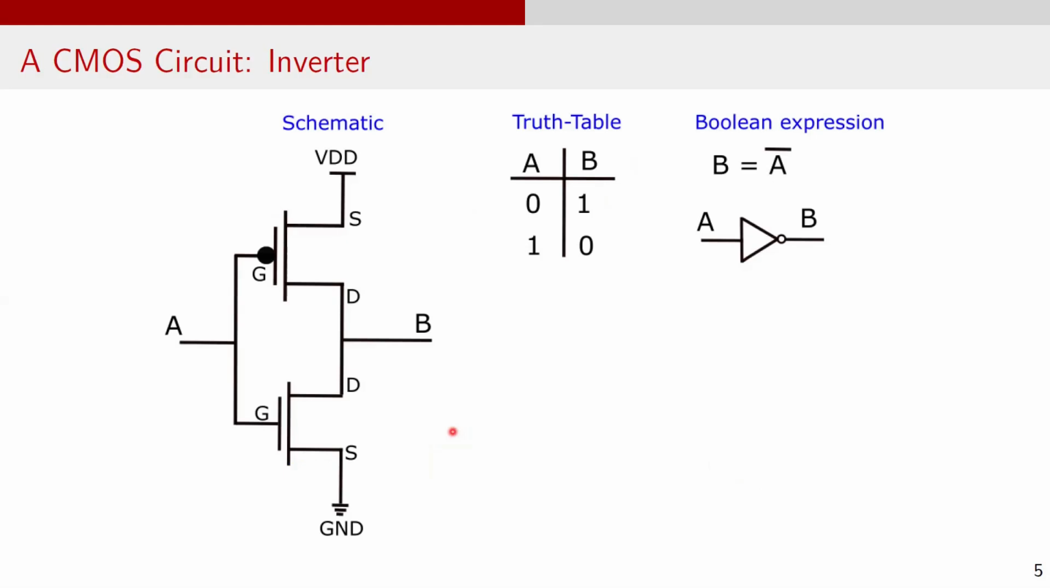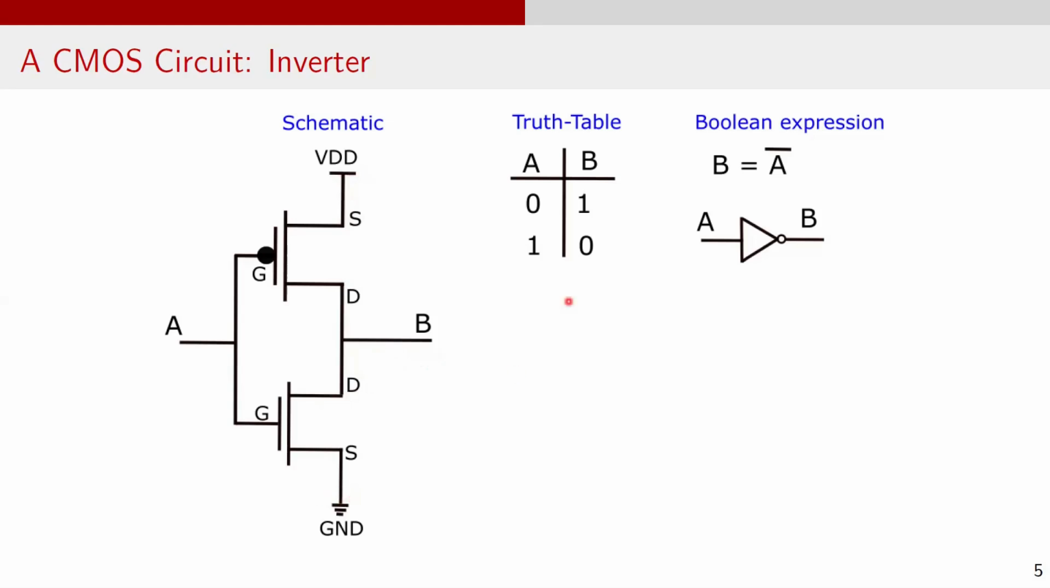After understanding the switch model for PMOS and NMOS, now let's look at a simple CMOS circuit designed using one NMOS and one PMOS, the CMOS inverter. This is the schematic. In this circuit, the gates of the PMOS and NMOS are connected to form the input port labeled here as A. The drains of the PMOS and NMOS are connected to form output port labeled as B. The source of the PMOS transistor is connected to supply voltage VDD, and the source of NMOS transistor is connected to ground.